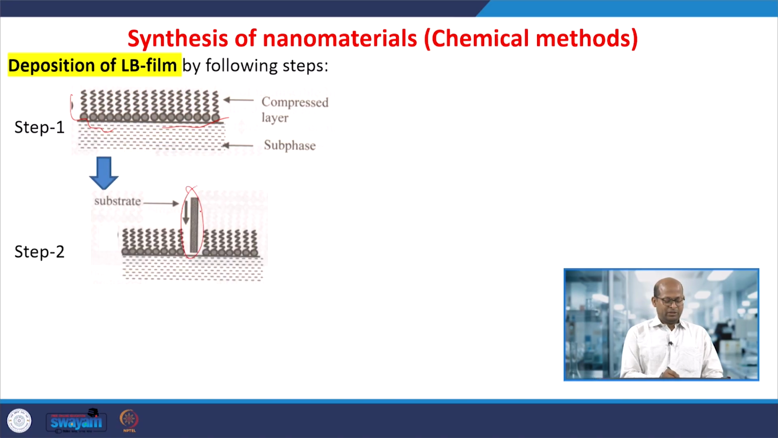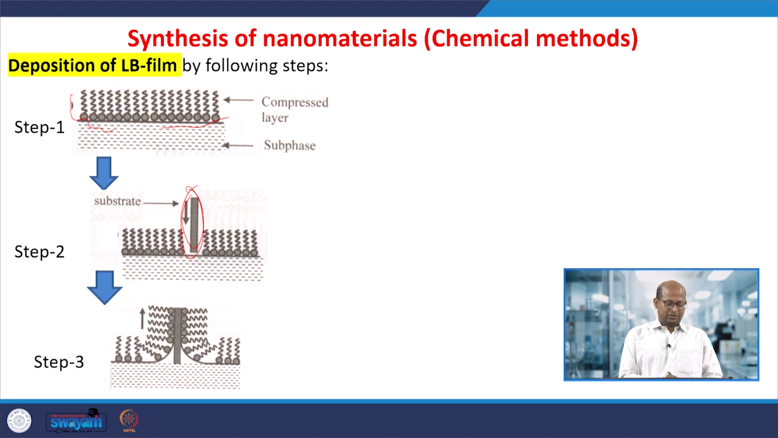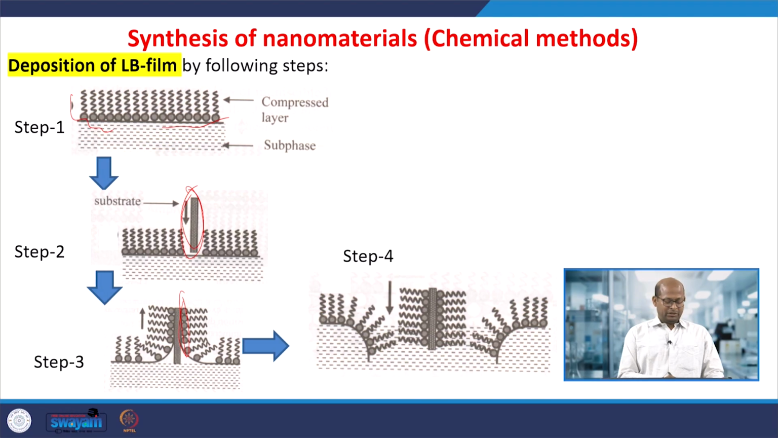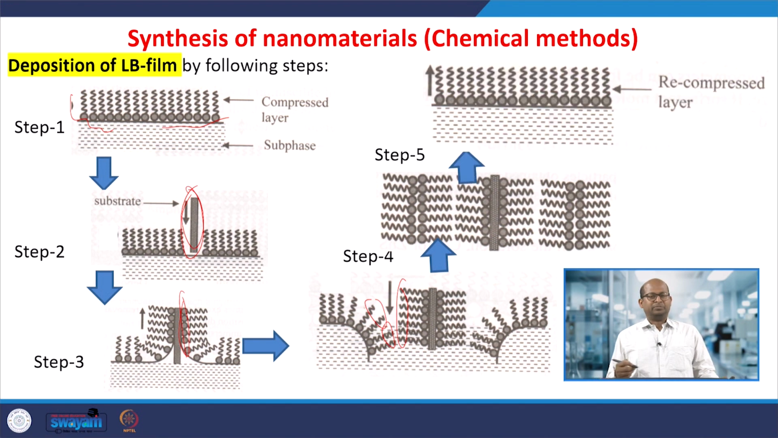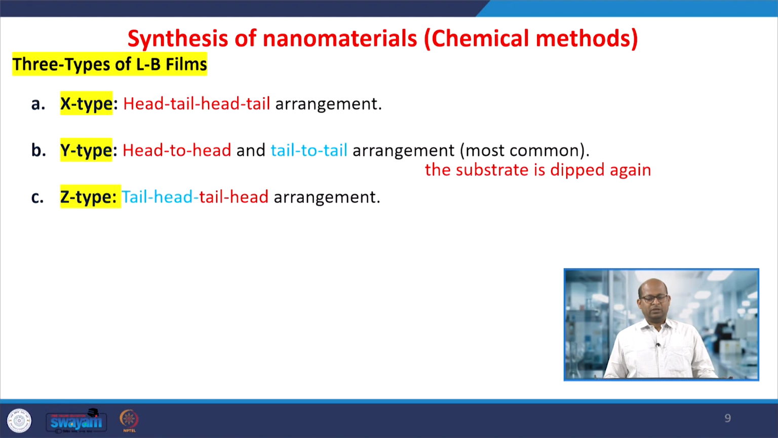And then this is a substrate, so if it is dipped into that solution, the amphiphilic molecules interact with the substrate, and then this type of formation would be there. Okay. So once the substrate is taken out and we dip it again, after one layer formation, another layer, these are tail groups, would interact and form another layer with the initial layer. Like that, multiple layers we can form over the surface of the substrate, and that way we can synthesize the particular layers or films.